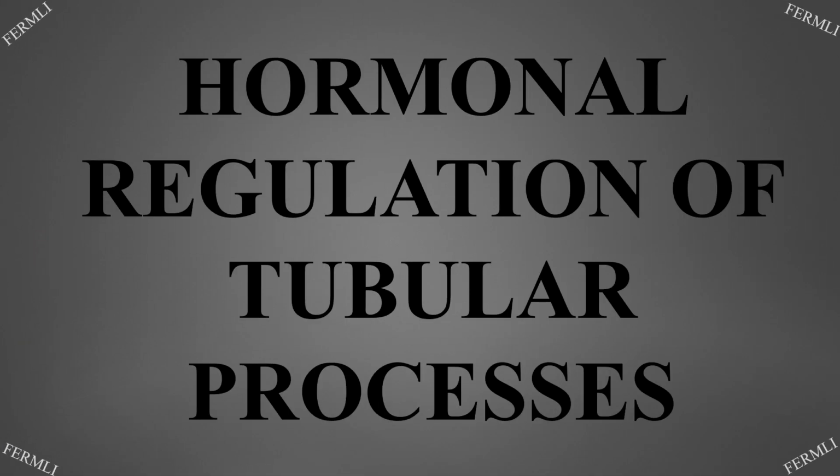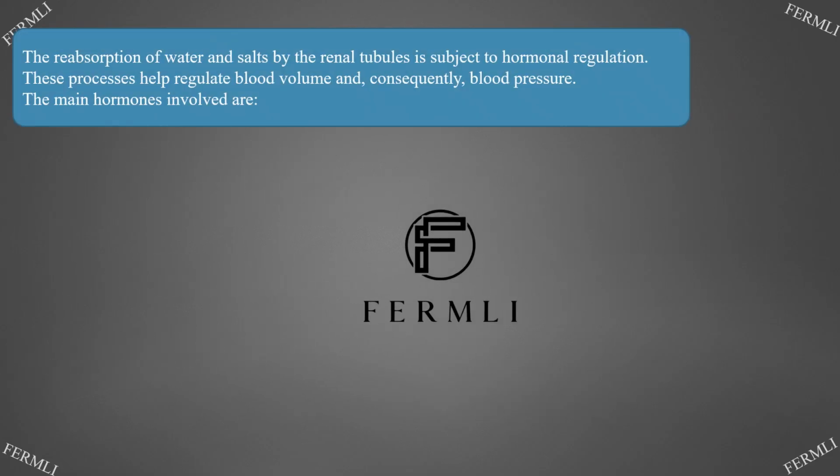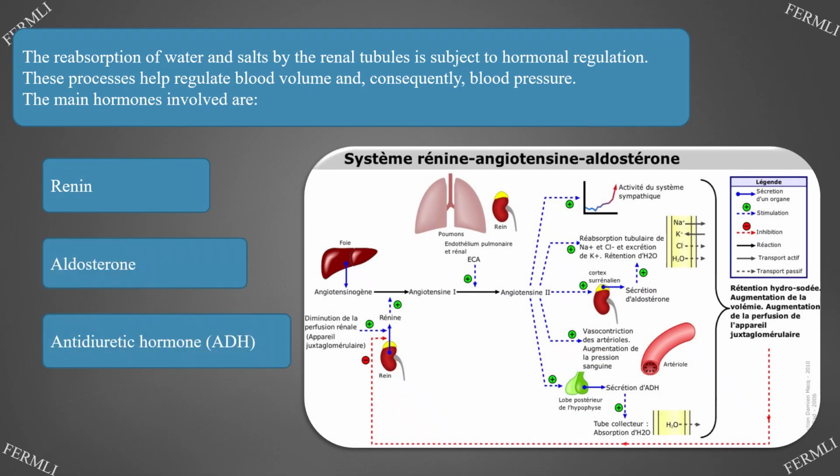Hormonal regulation of tubular processes. The reabsorption of water and salts by the renal tubules is subject to hormonal regulation. These processes help regulate blood volume and, consequently, blood pressure. The main hormones involved are renin, aldosterone, and antidiuretic hormone, ADH.